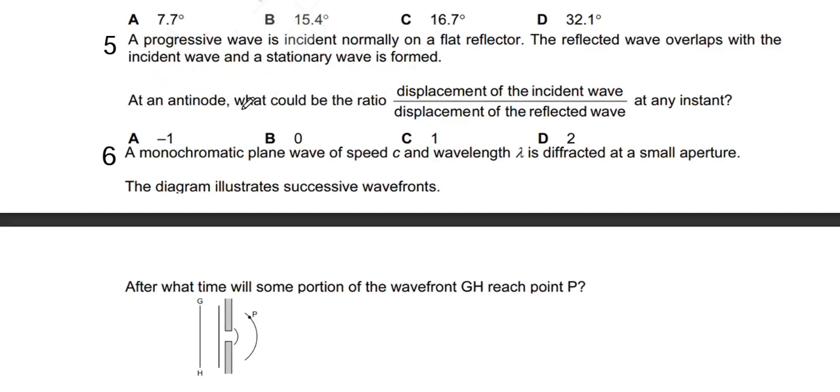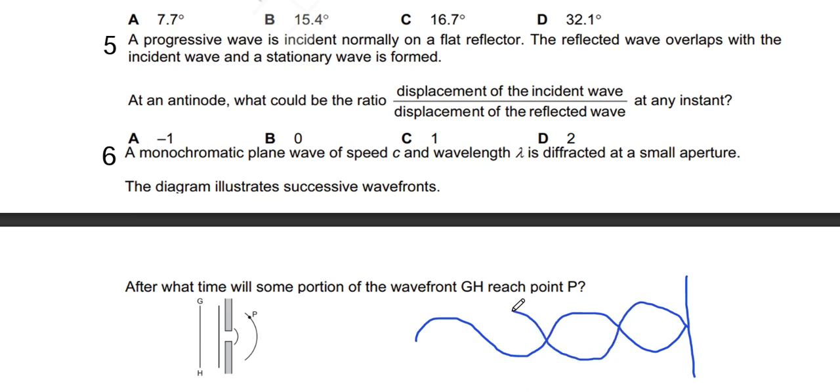For question number 5, they said a progressive wave is incident normally on a flat reflector. If I draw it up here, the wave is traveling like this towards a reflector which is flat, and then it reflects and overlaps with the incident wave, and a stationary wave is formed like this.